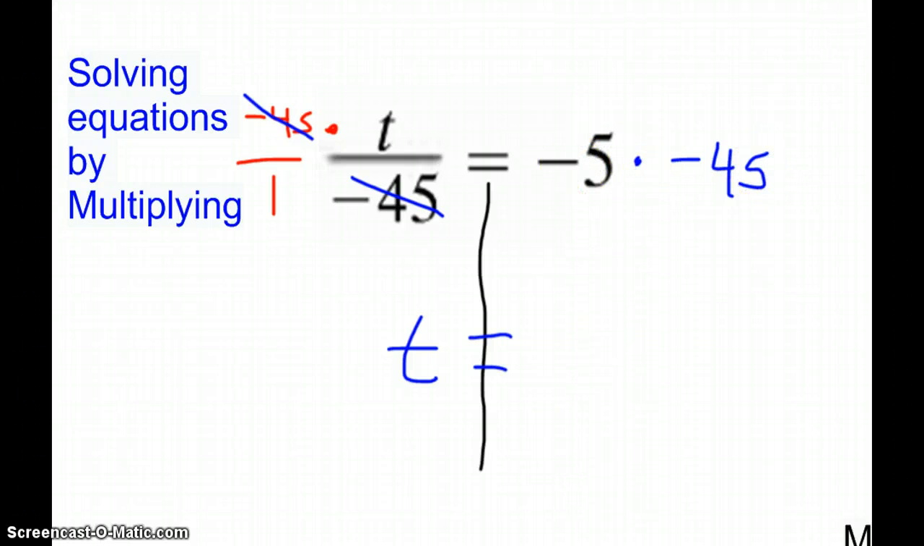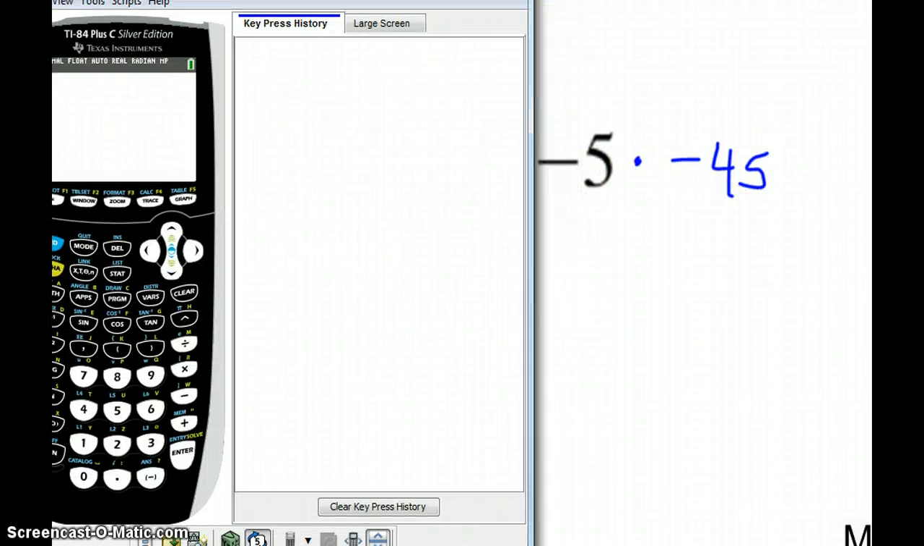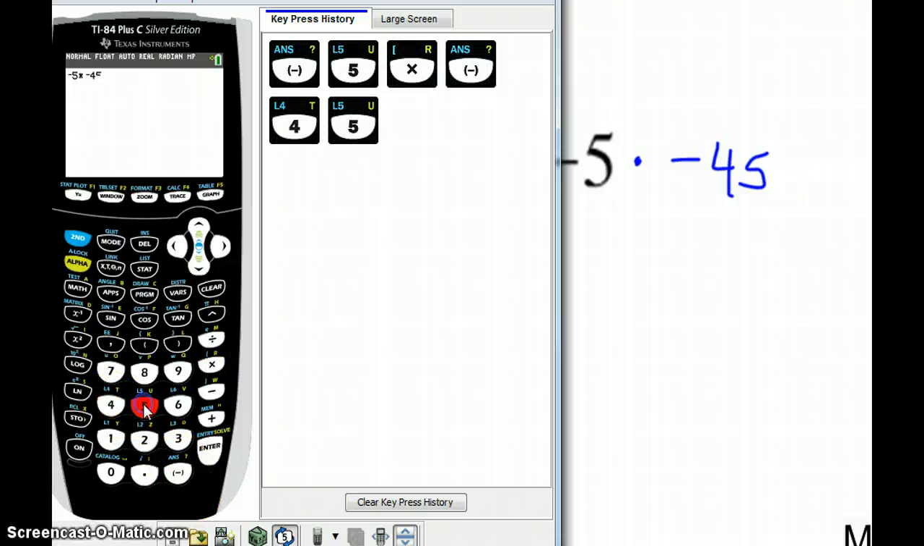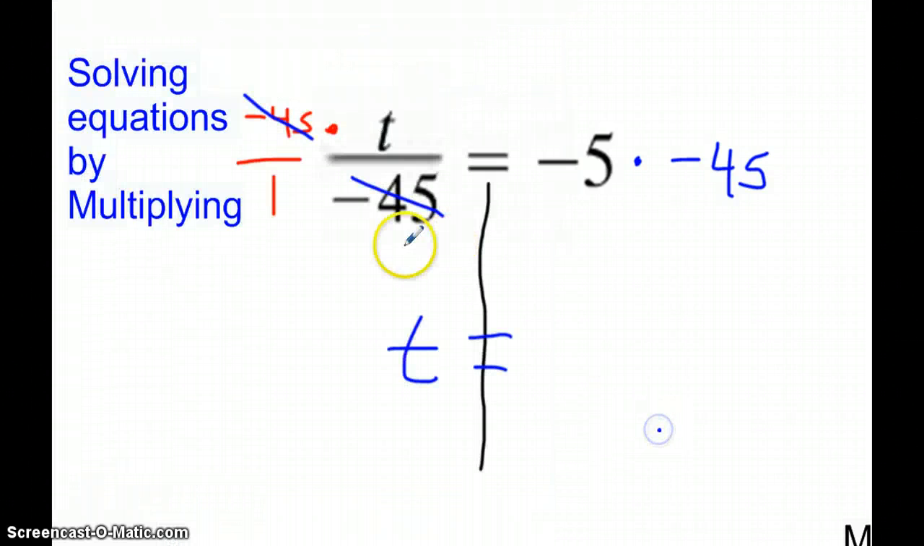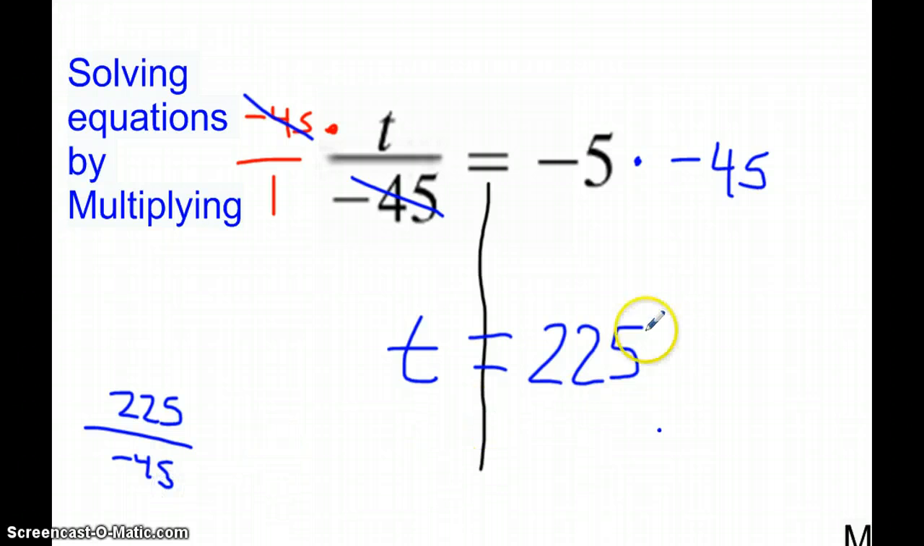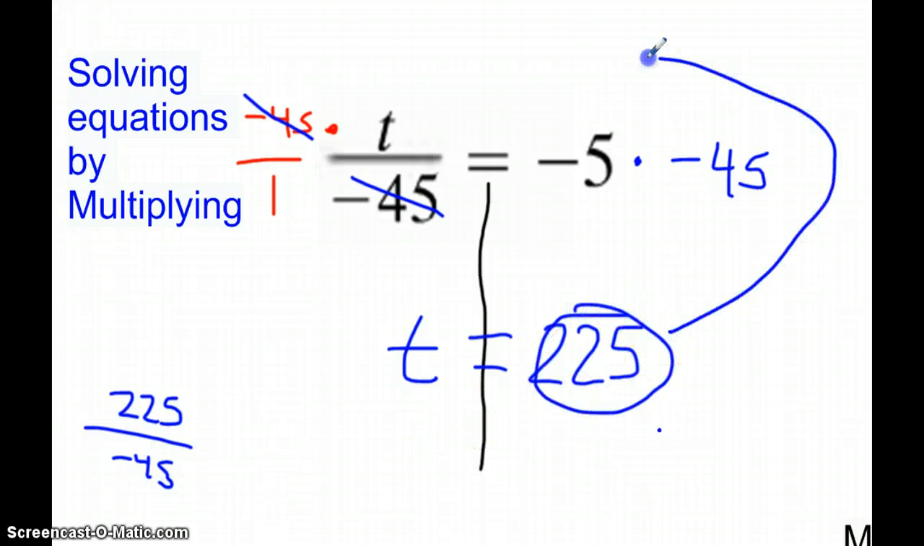So some of you might be able to do that in your head, but I would like to make sure that we're using our calculator as well. So let's punch in negative 5 times negative 45 and see what we get. And we get 225. Okay, so t is 225. And what I want to do, once again, is just check our answer. 225 divided by negative 45. So what we're doing is actually we're taking this and we're plugging it back in for t, okay, to actually see if we get negative 5 like we're supposed to.